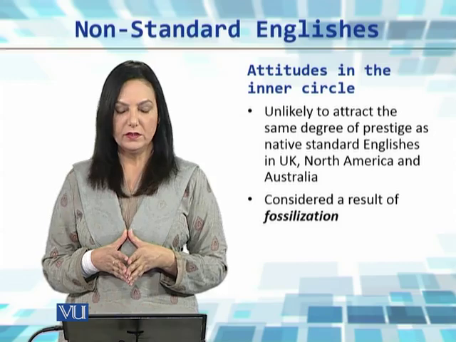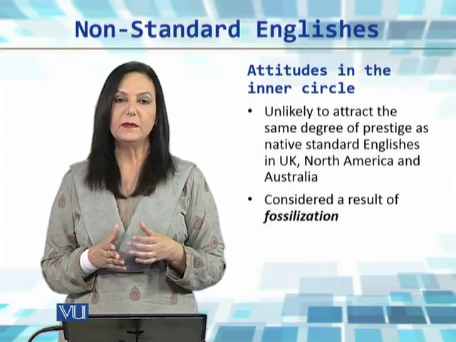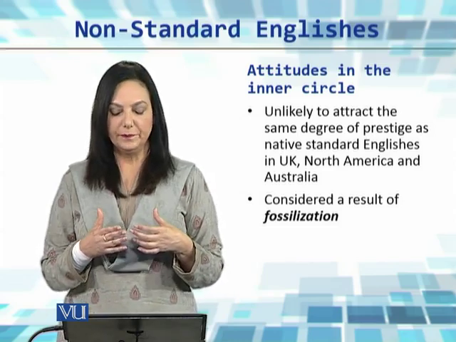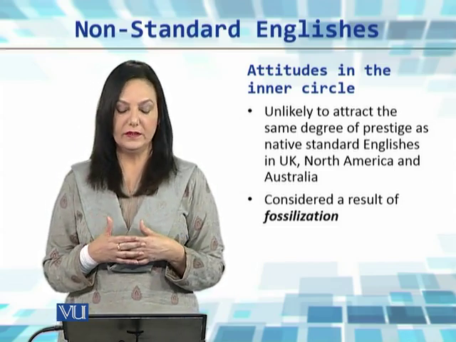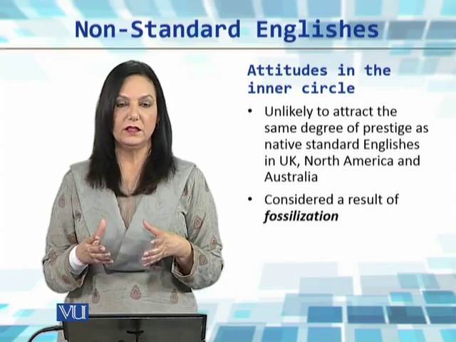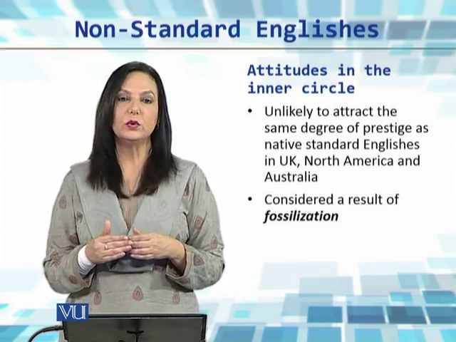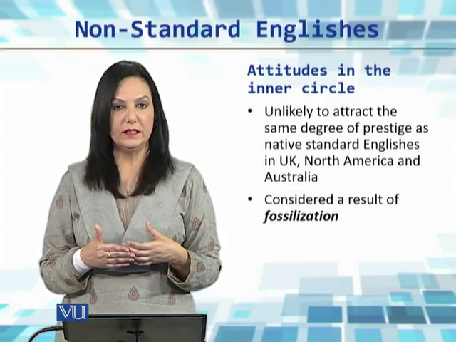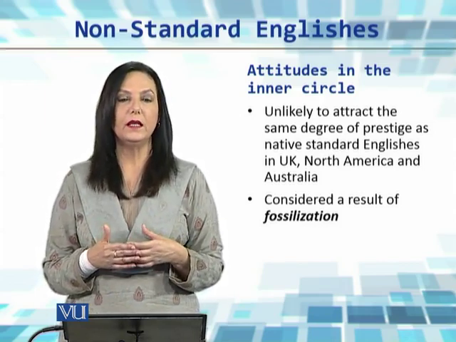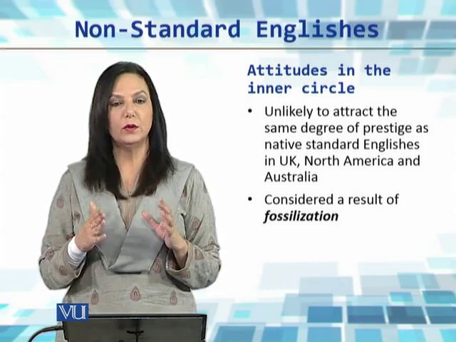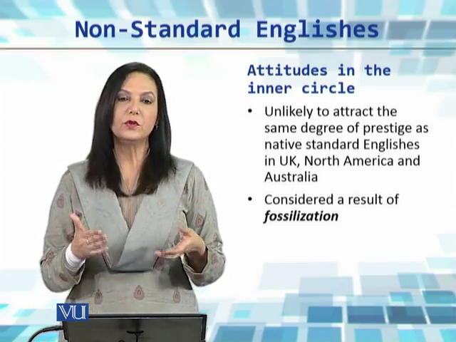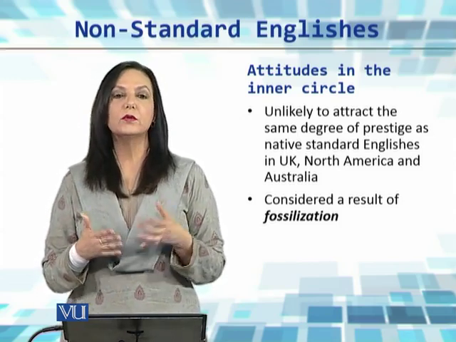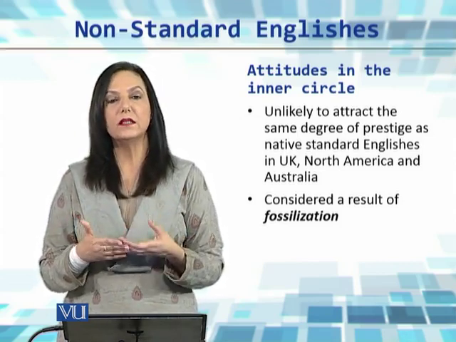In the inner circle countries, the attitudes are even more biased. It is believed that these varieties will not be able to attract much prestige, or at least the same degree of prestige as the UK variety or North American or Australian variety. It is believed that these varieties are a result of fossilization. So this again shows the bias of the people in the inner circle countries towards these varieties. Now, fossilization is a process in language learning when the further learning of the language comes to a halt and no more language development is possible. So the errors that a learner makes, it becomes impossible for the learner to remove those errors. And those errors are fossilized, which means that the language remains deficient in some ways.